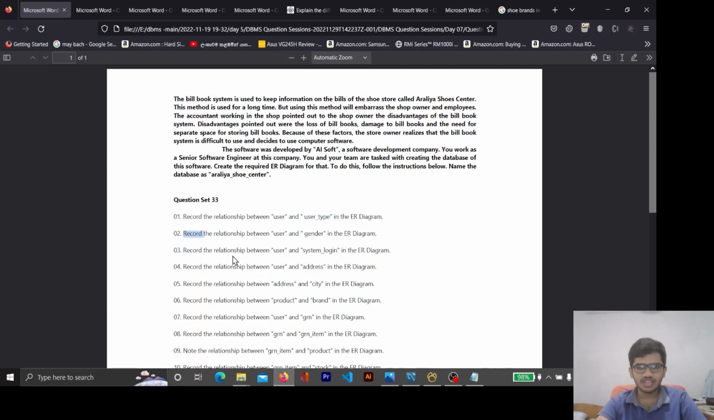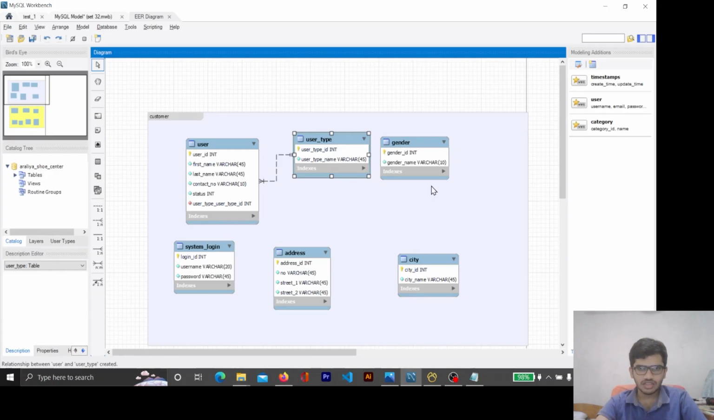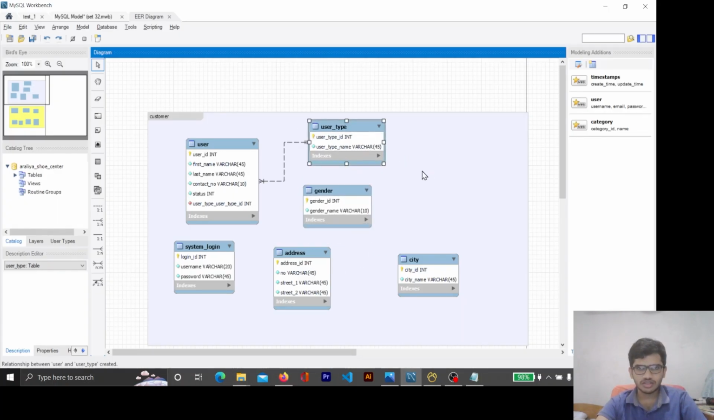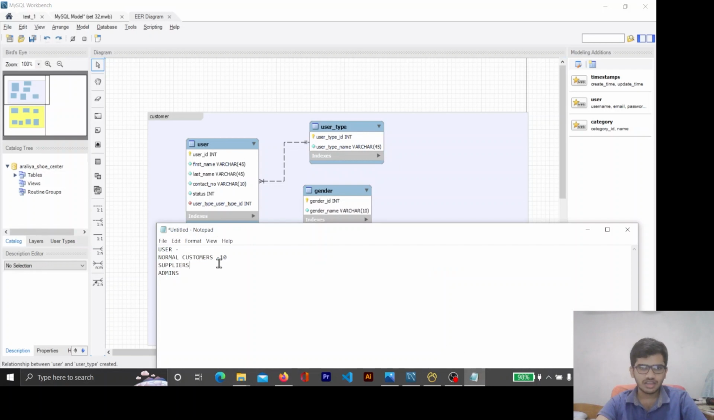The second question asks you to find the relationship between user and gender. This follows the same logic. Suppose there are 10 males and 20 females among the users. I'm taking hypothetical numbers.